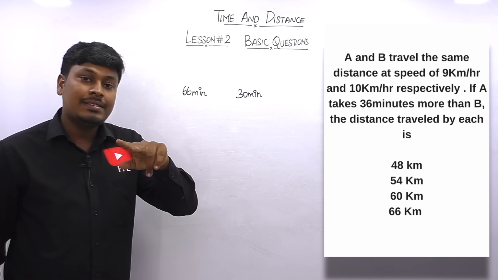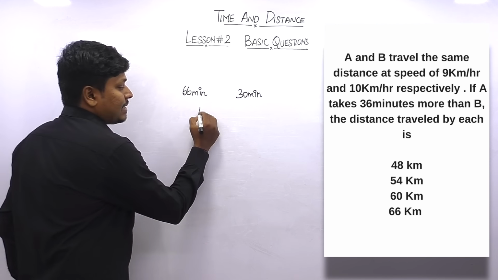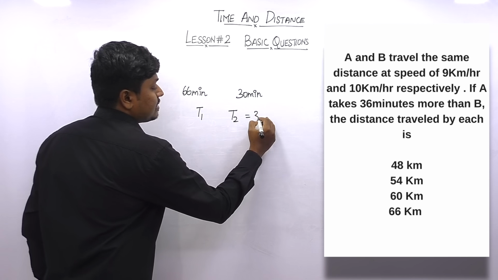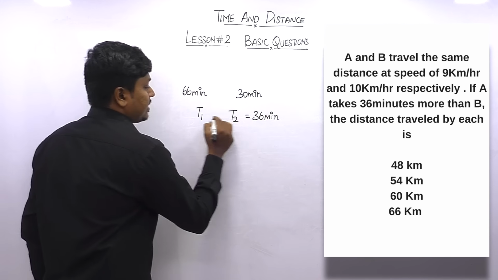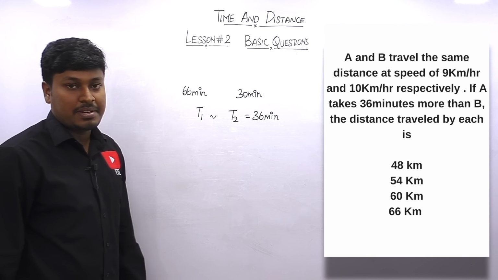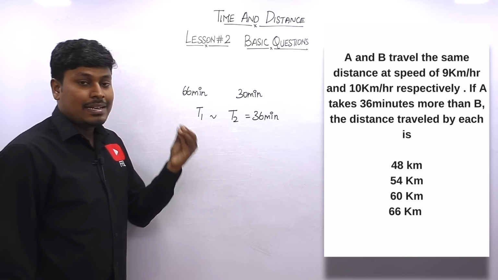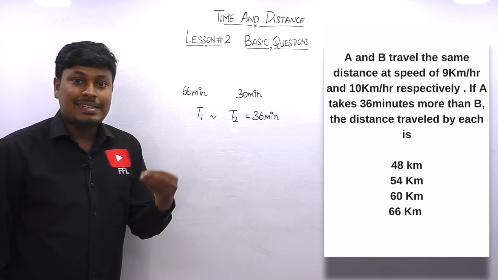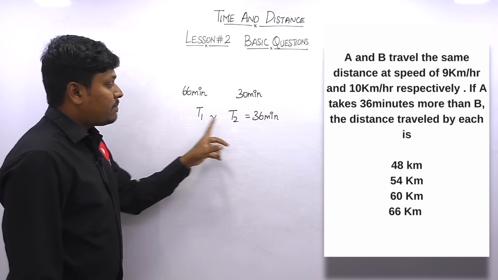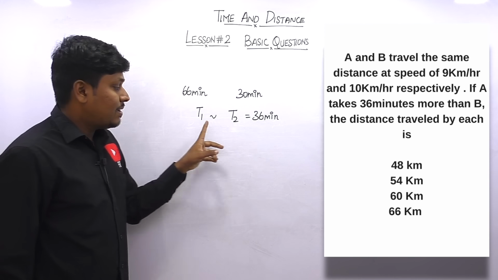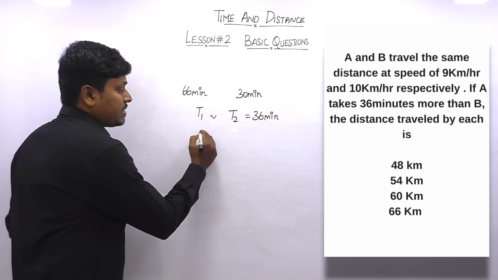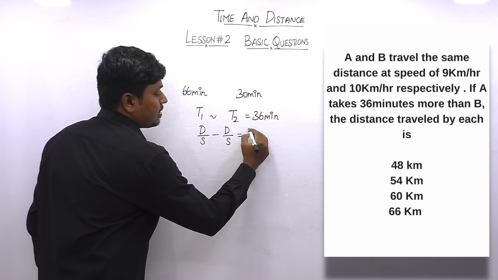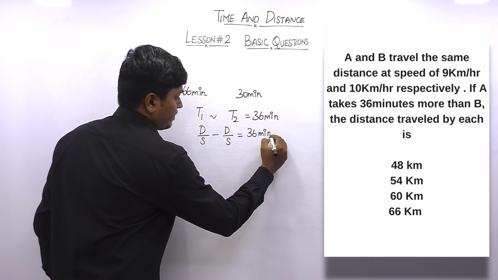which means the difference between your time and my time is 36 minutes. So we can say that time 1, your time, and time 2, my time, the difference is 36 minutes. Friends, got it? So A takes 36 minutes more than B, which means while comparing both persons, the time difference is 36 minutes. We know that time is equal to distance divided by speed. So distance by speed minus distance by speed is equal to 36 minutes.